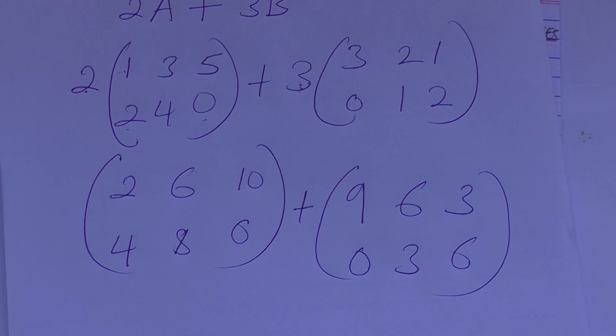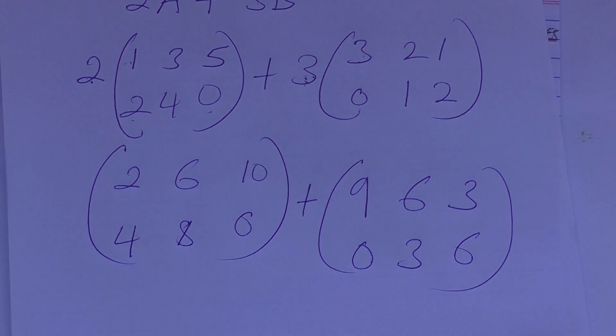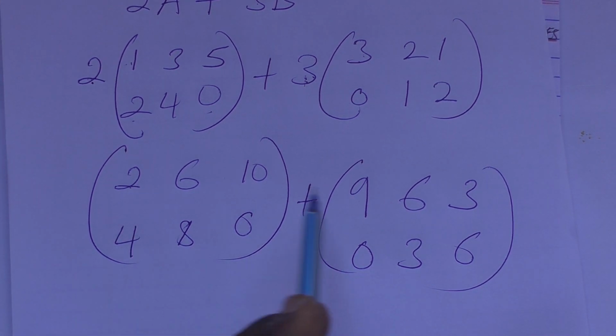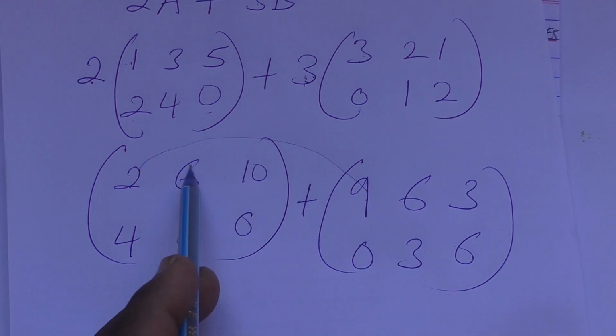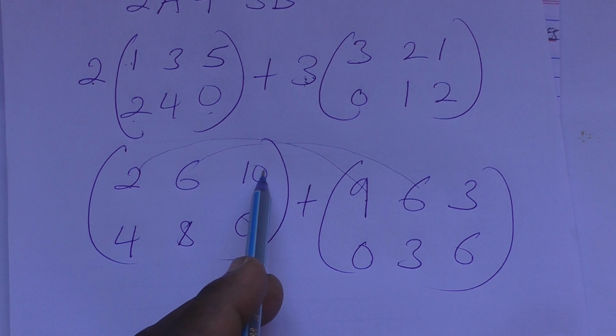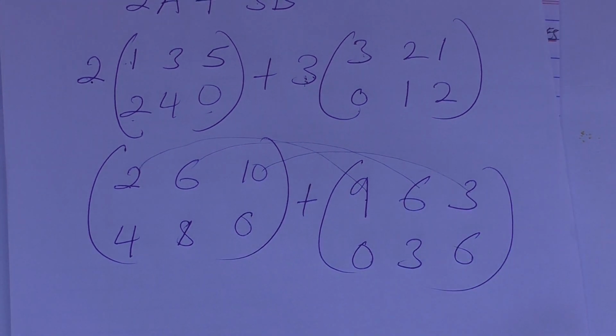We are now going to look at how we add. We have seen how we add matrices. We are adding corresponding elements. 2 corresponds with 9, 6 corresponds with 6, 10 corresponds with 3. So we add according to the positions.